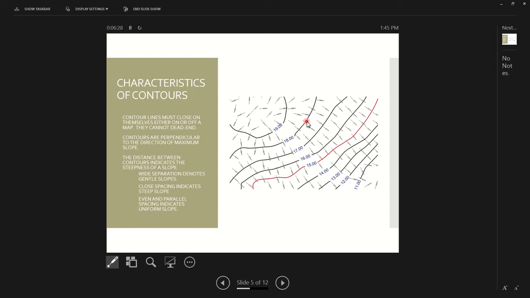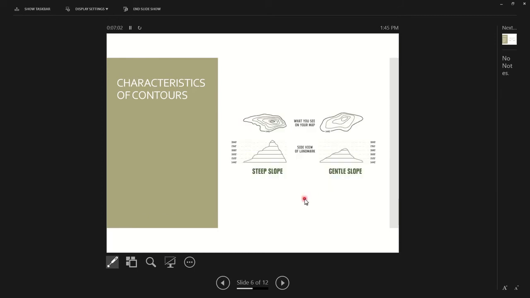And then if there's even or parallel spacing, it means that it's a pretty uniform slope. So if you look on the diagram here, these contours right here are pretty evenly spaced apart, so the slope is pretty much similar in this area. But up in here, there's less of a slope than there is here. This is steeper because the contours are closer and uniform, and this up here is less of a slope because they're wider apart and they're pretty similar in change. All right, so to beat a dead horse on steep or gentle slopes, here are diagrams right here.